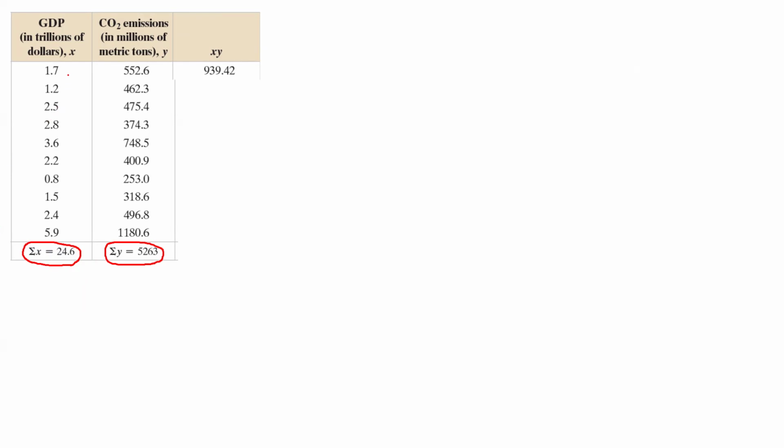Remember that in your first step, you're going to multiply x and y's together. 1.7 times 552.6 is 939.42. Then multiply x by itself. 1.7 times 1.7 is 2.89. Multiply y together. 552.6 times 552.6 gives you 305,366.76. So this is for the first pair.